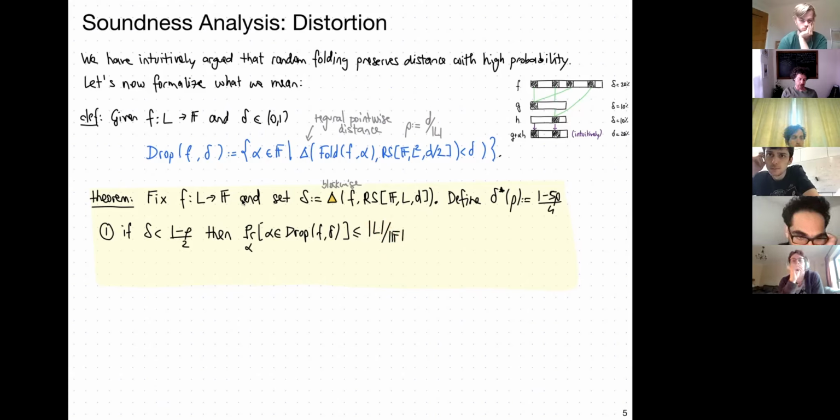So this tells us that within the unique decoding radius, only a very small fraction of the random elements alphas according to which we fold would lead us to lose distance.